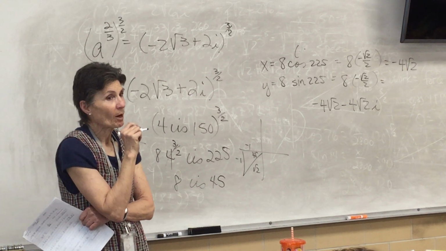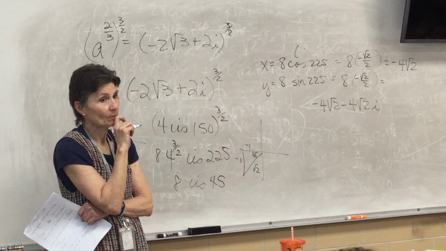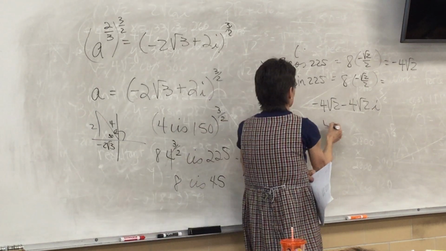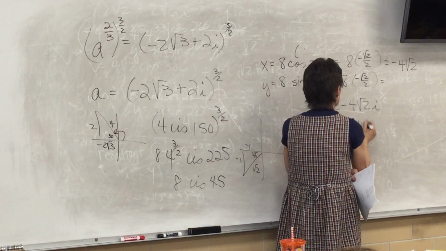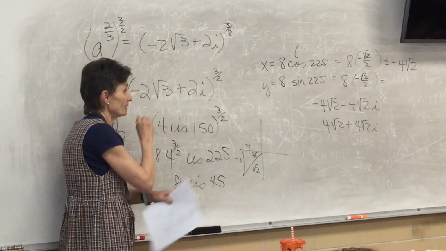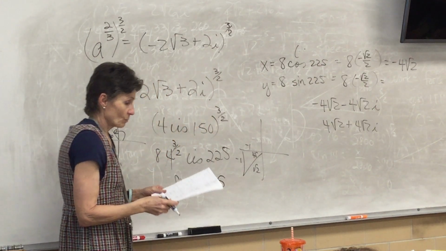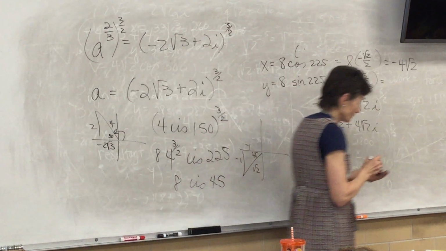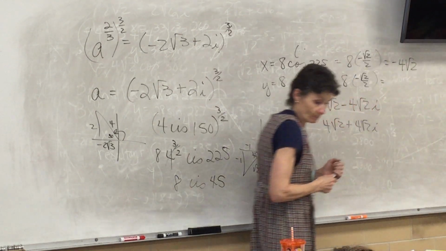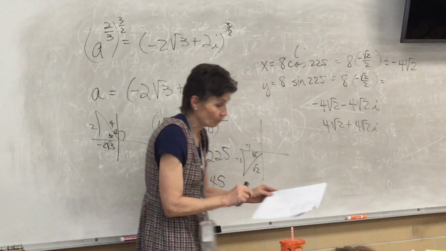Again, this is a square root problem, so you can shortcut it. What's the second one going to be? 4 root 2 plus 4 root 2i. There are your 2 answers in complex form. All right. Anything else from the homework we need to look at?